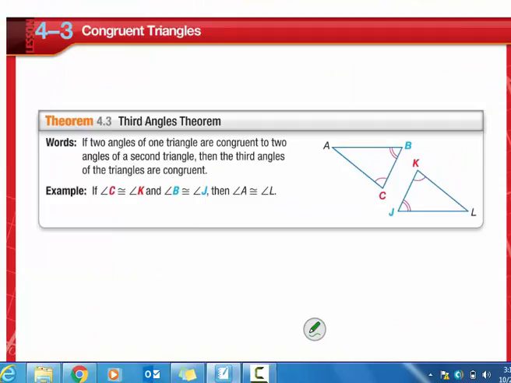All right, we also have what's called the third angle theorem. This theorem says that if angle C is congruent to angle K, and angle B is congruent to angle J, then angle A and angle L are congruent to each other. So, if two angles of one triangle are congruent to two angles of another triangle, then the third angles are also congruent.